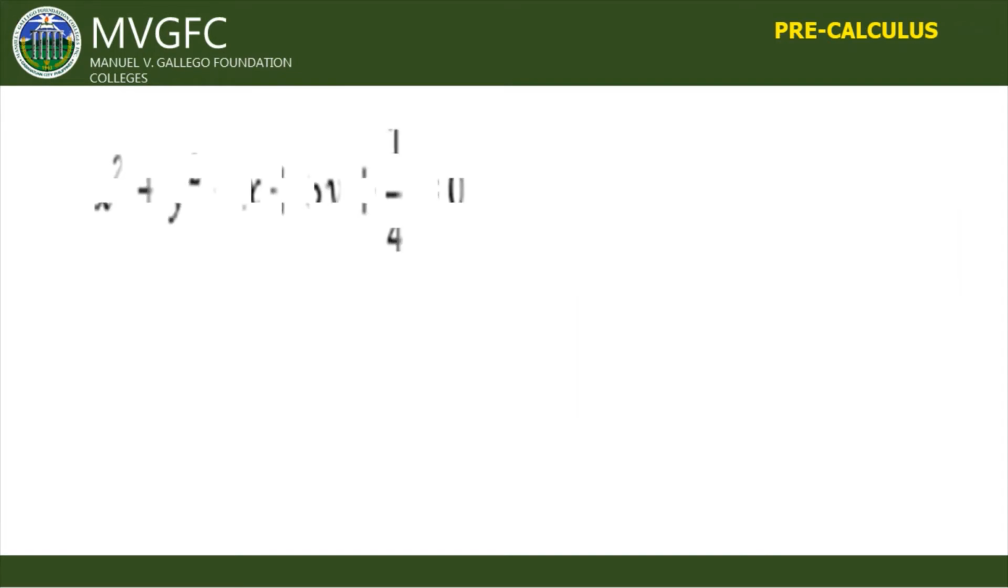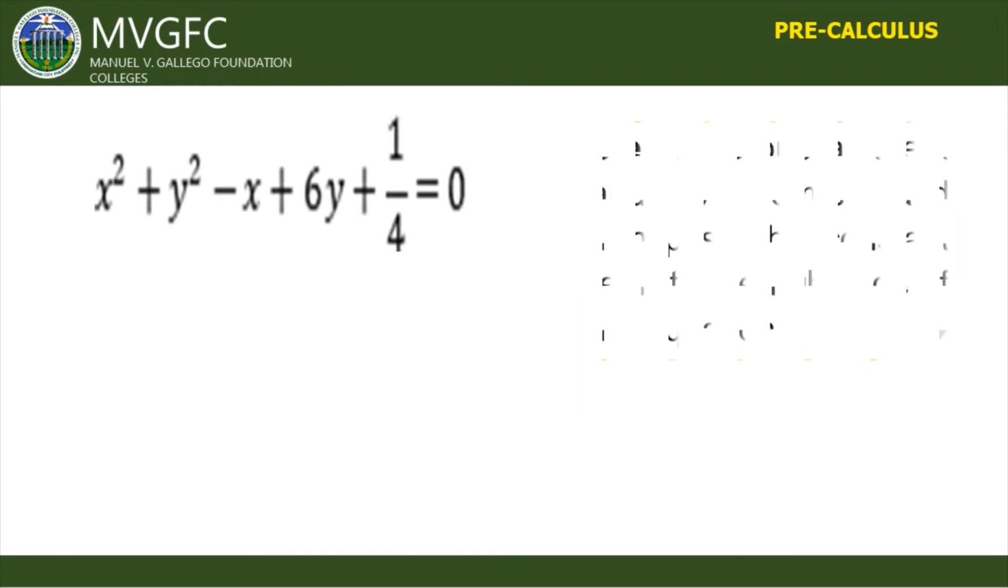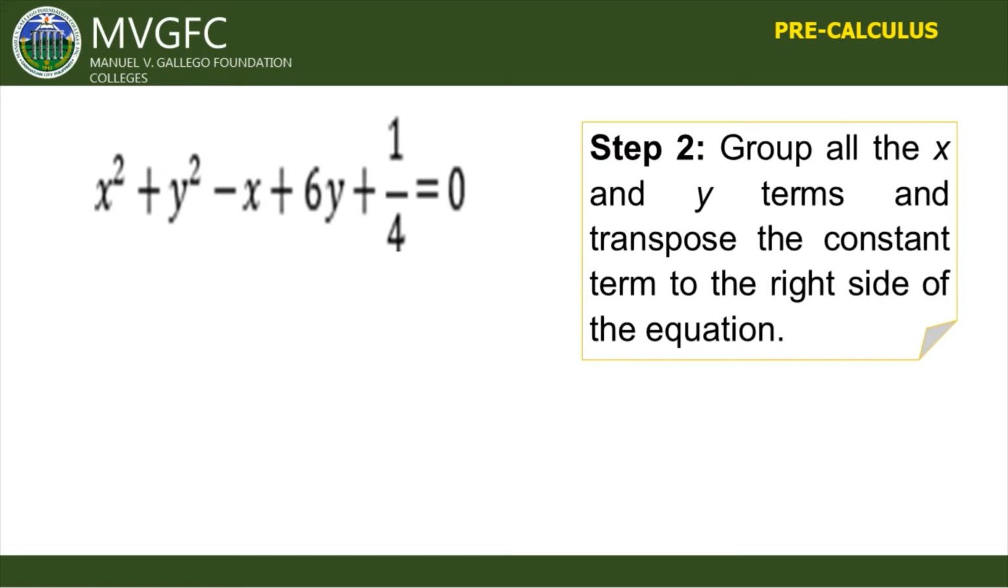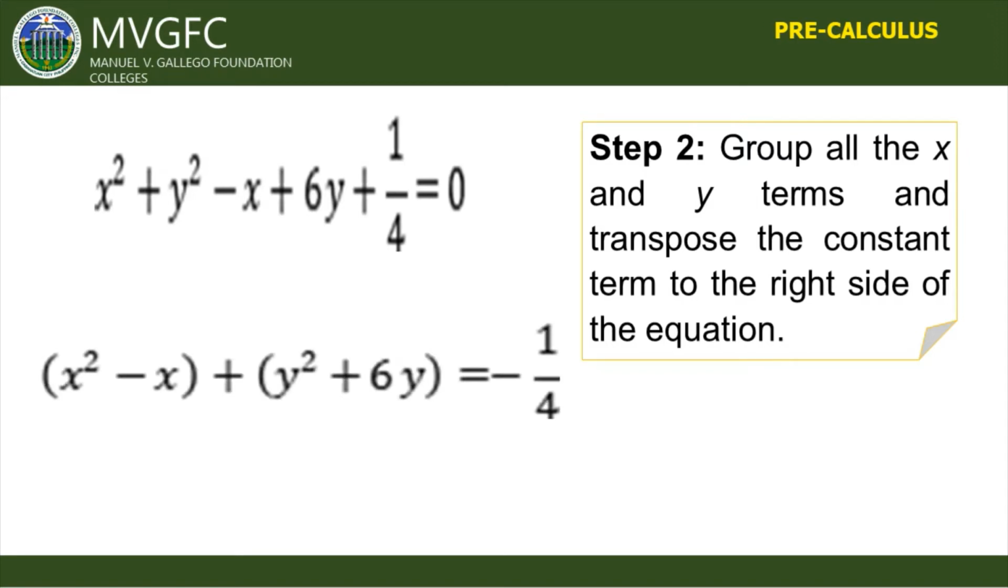Now, the next thing you need to do is group all the x and y terms and transpose the constant term to the right side of the equation. So we group all the x and y terms. We have x squared minus x as group 1, and for group 2 we have y squared plus 6y. Then transpose the constant. Our constant is 1/4. So transpose it to the right side of the equation. So we have negative 1/4.